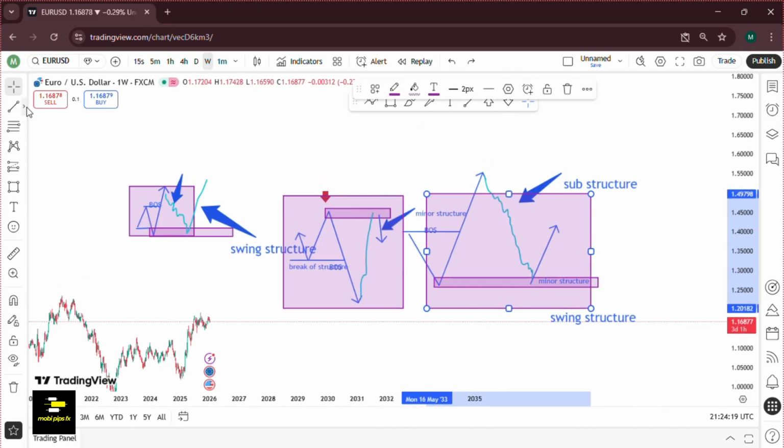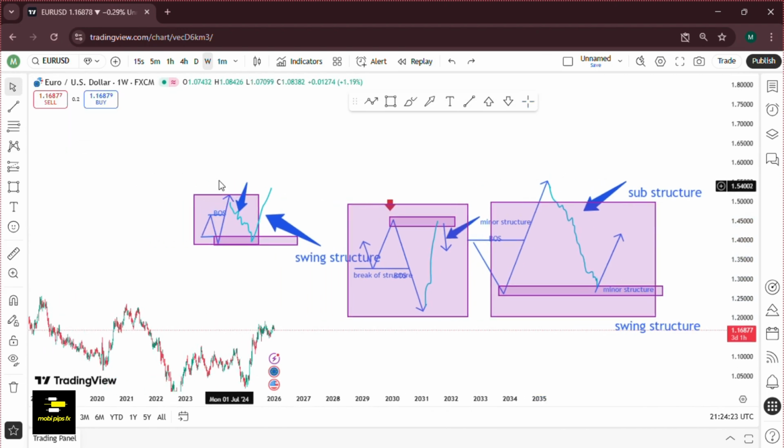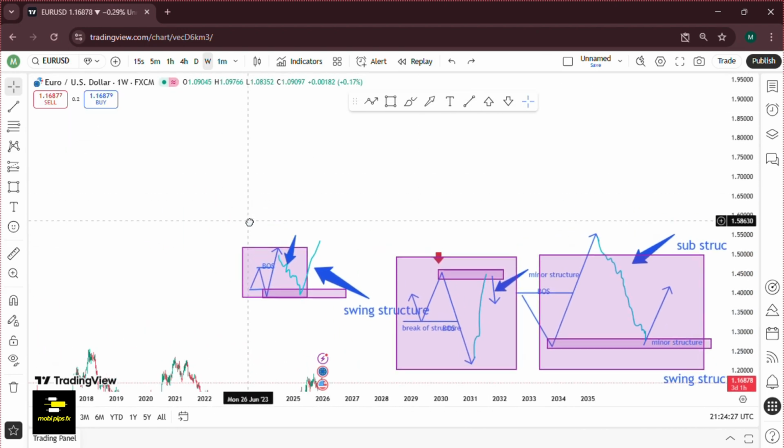Give me a minute, let me get this part over. It's not supposed to be doing that one.